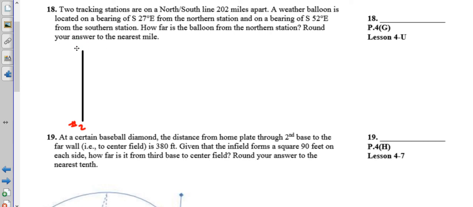You know what, they're calling them north and south. Let's just do it that way. We'll call this north, the north station. This is the south station. So there's a weather balloon somewhere out here. Just going to draw a little weather balloon. There's our weather balloon. It says it's on a bearing of south 27 degrees east from the northern station.